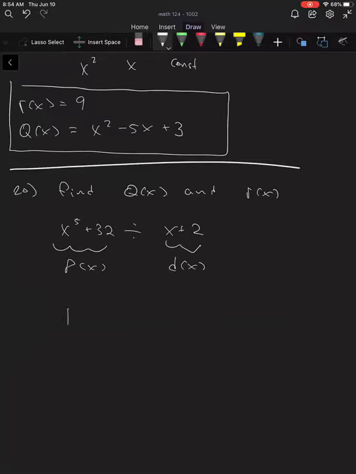Okay, so here's our synthetic division symbol. Because we have an x plus 2, we're going to put a minus 2 here. And then our highest exponent is an x to the 5. So we need an x to the 5, x to the 4, x to the 3, x to the 2, x to the 1, and then a constant term. What's the number in front of x to the 5? That's a 1. We don't see an x to the 4, so we have a 0. We don't see an x to the 3, so we have a 0. We don't see an x to the 2, so 0. We don't see an x to the 1, so 0. And our constant is 32.